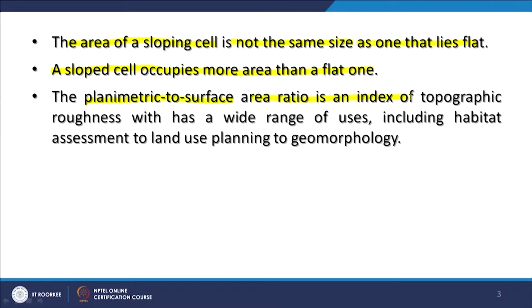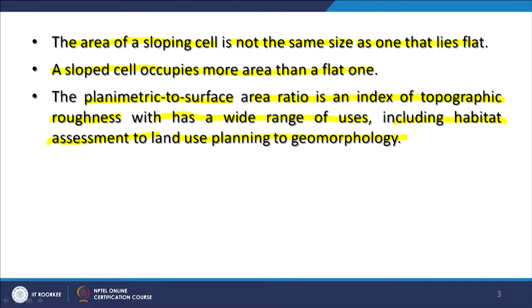So, the planimetric to surface area ratio is an index of topographic roughness, and this topographic roughness can become a very useful input for various kinds of analysis, for example in erosional studies, in landslide studies, or in many ecological assessments also. The planimetric to surface area ratio has a wide range of uses. I have just narrated a few, including habitat assessment, land use planning and geomorphology.